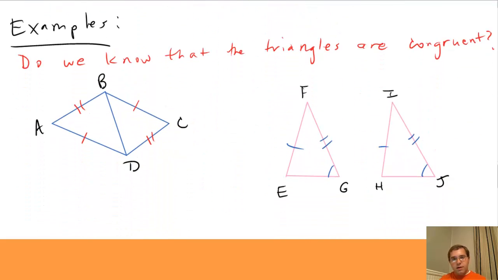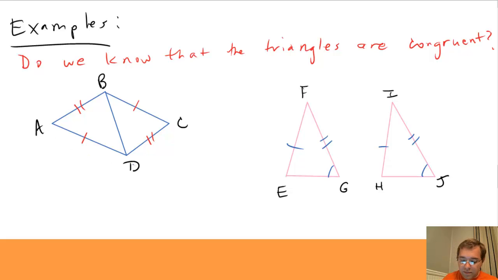Two quick examples so you can get a handle for how this is applied to problems. Do we know that the triangles are congruent? In the first picture on the left, there are two triangles that share a side. They share side BD. That means that side is congruent in each triangle because it's literally the same side. So it has to be congruent to itself. That's an application of the reflexive property. Segment BD is congruent to itself, so it's used by both triangles and it corresponds to itself in both triangles.